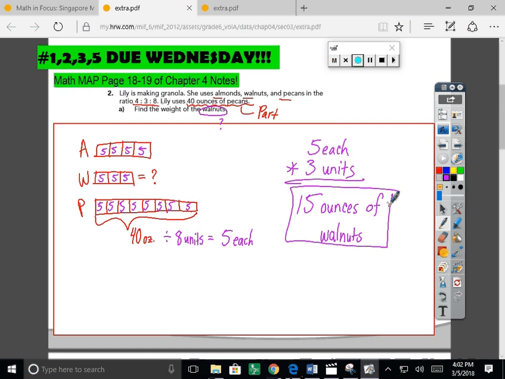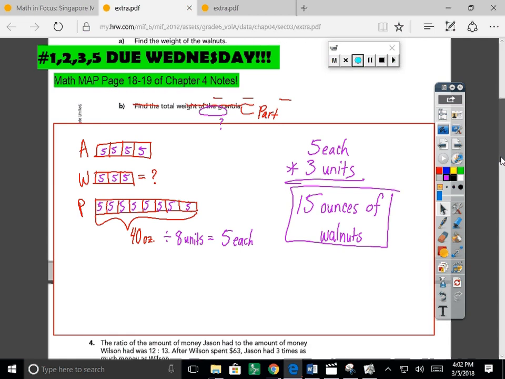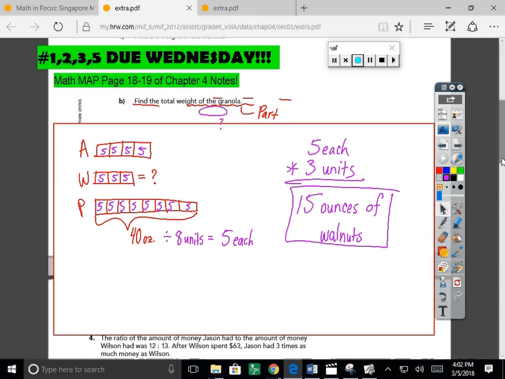I don't want to change too much here because I know part B is hiding back there. Let's see if I can scroll so I can show you what they're going to ask next. Here we go. Part B. Will I need a new bar model? Let's read and see what it says.